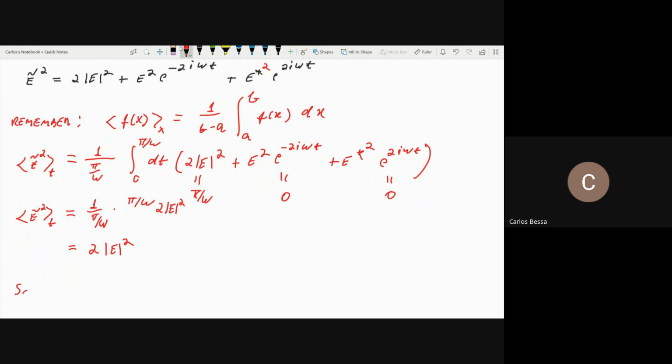So eta for n is n0 plus 2 n2 bar E omega squared. Okay, I call this equation 1.